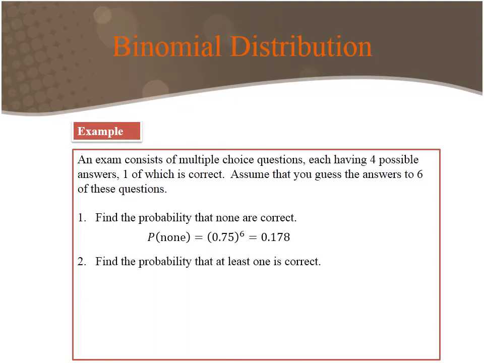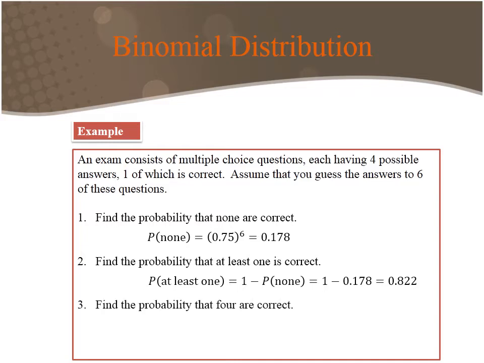So let's find the probability that at least one is correct. And again, this is something we've done in previous sections. The probability that at least one is correct, you'll remember, is 1 minus the probability that none are correct. And since we just found the probability of none, we can say 1 minus 0.178, or 0.822, is the probability that at least one is correct.